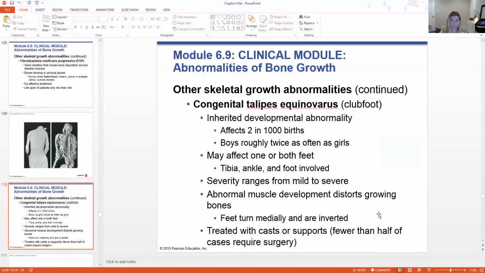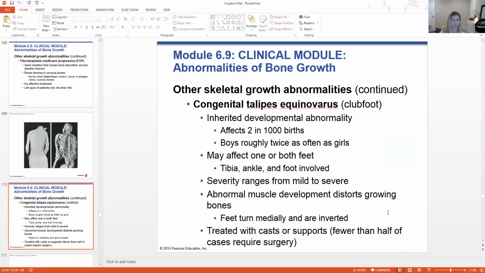Very sad. There's also club foot, congenital talipes equinovarus. This is an inherited developmental abnormality. 2 in 1,000 births will have it, so it's fairly common. It's more common in boys than in girls. It could affect one or both feet. Usually it's a couple of bones involved, including the tibia and the bones of the foot and ankle. The severity can be mild to severe.